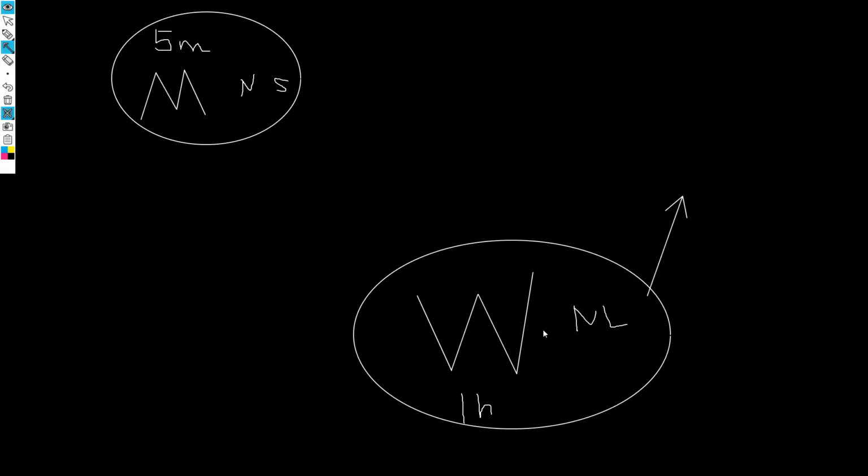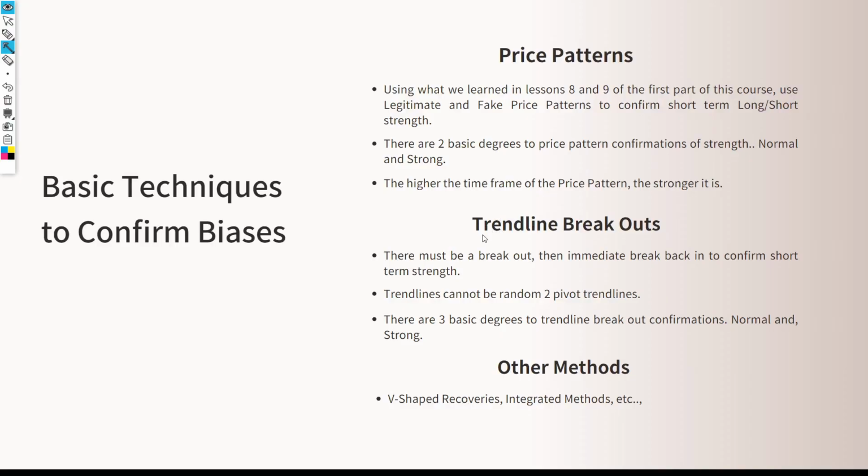Okay, and I'll get into the time frames you should use for each one of the techniques used to confirm biases as I explain each technique in more detail. Okay, let's keep going. Alright, and trendline breakouts. There must be a breakout, then immediate break back in to confirm short-term strength.